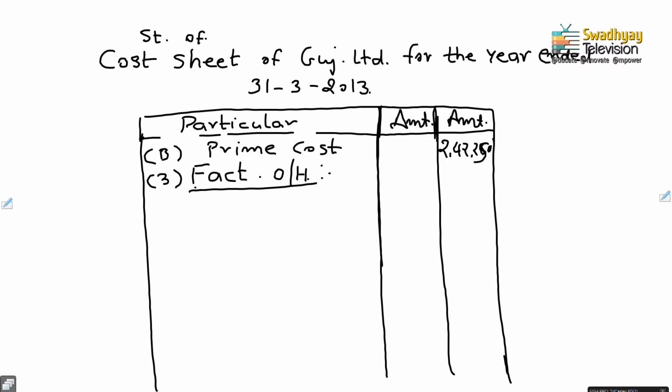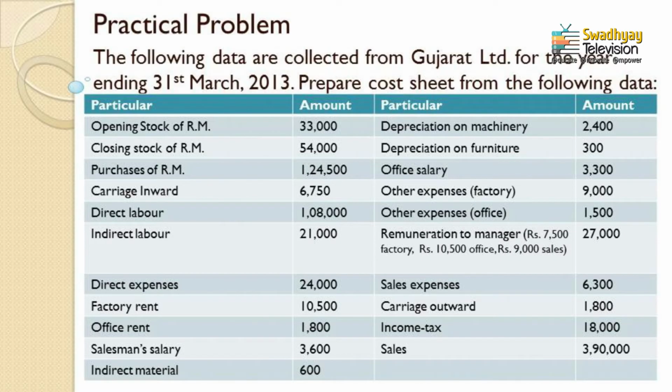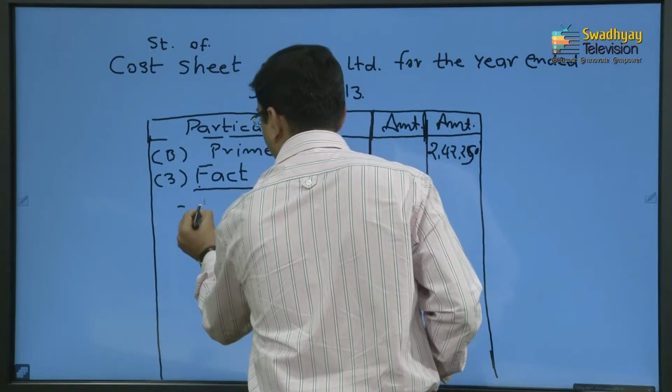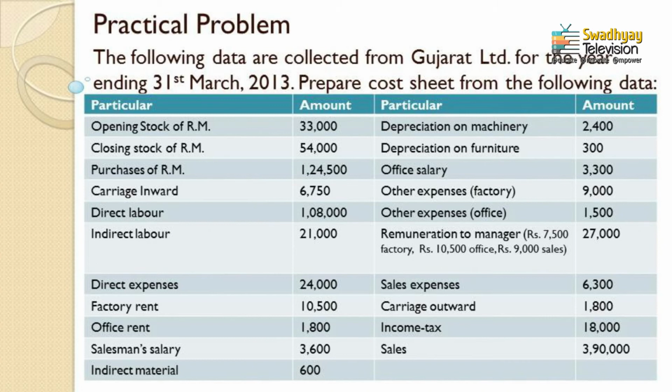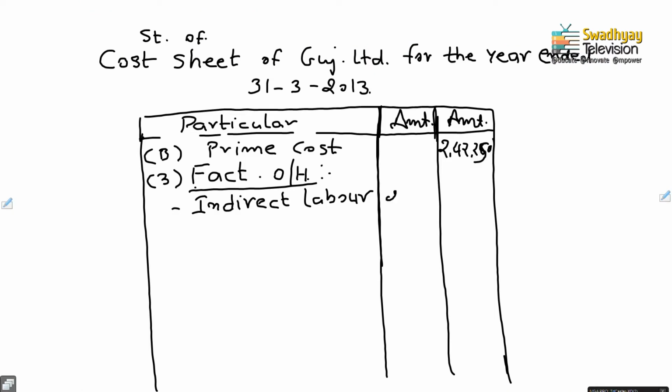In the question, we will identify how many factory expenses there are. One by one, let's see the factory expenses. First is indirect labor. The first item is indirect labor. We have more than one expense, so all these expenditures are going to be recorded in the first column, the inner column, that is 21,000 rupees.